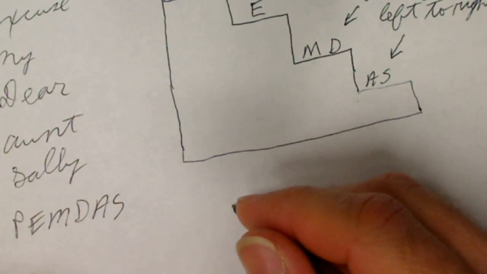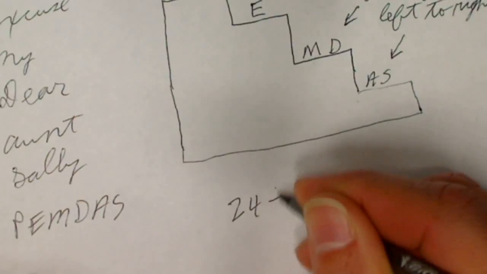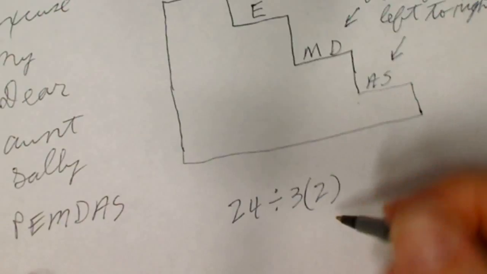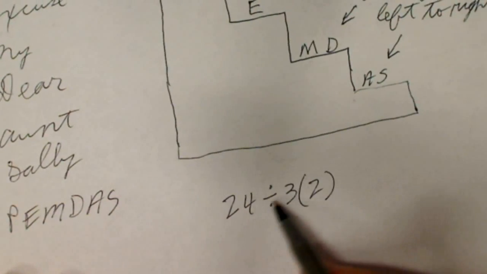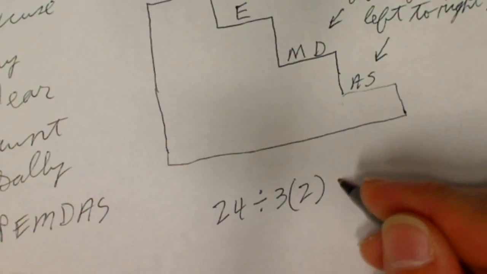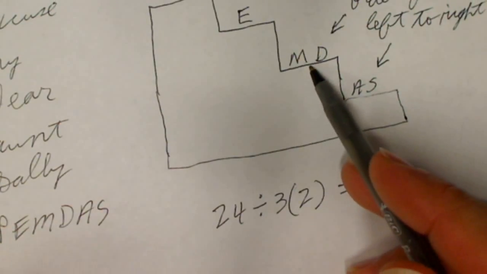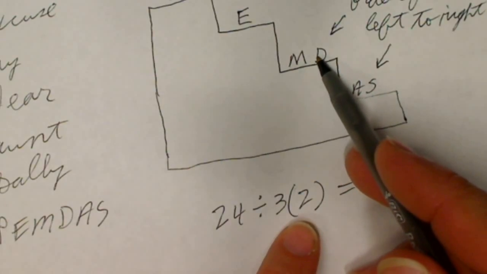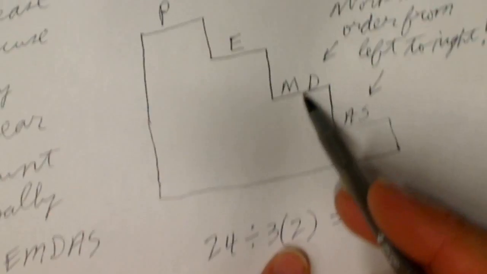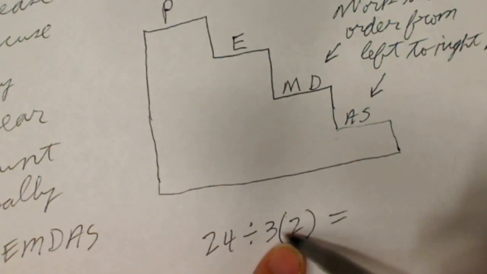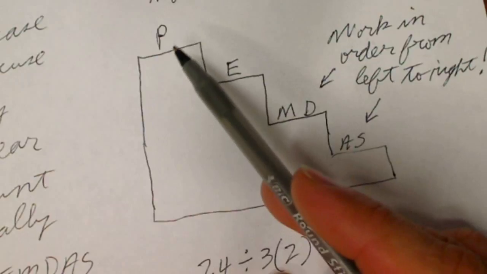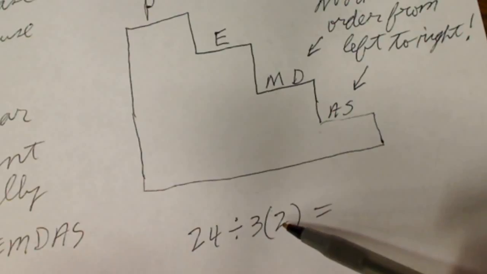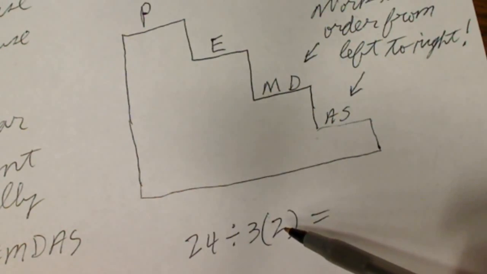Here is a problem, 24 divided by 3 parentheses 2 close parentheses. If a student sees this problem and remembers PEMDAS, they may multiply first in error because they think multiplication comes before division. Or they may do the multiplication first because they're thinking that P means do parentheses first, and they see the parentheses here. In either one of these cases, you will get the wrong answer.